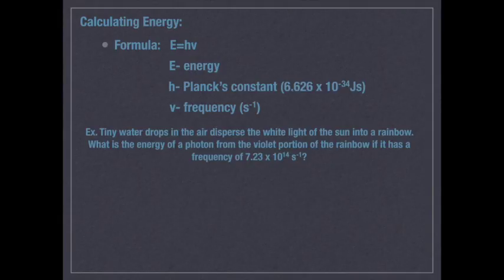Here it asks what the energy is of a photon from the violet portion of a rainbow if the frequency is 7.23 times 10 to the 14th seconds to the negative 1. And so I'm going to use my formula. I don't know my energy. I know Planck's constant. It's 6.626 times 10 to the negative 34th joules times seconds. And I know my frequency, which is 7.23 times 10 to the 14th seconds to the negative 1.